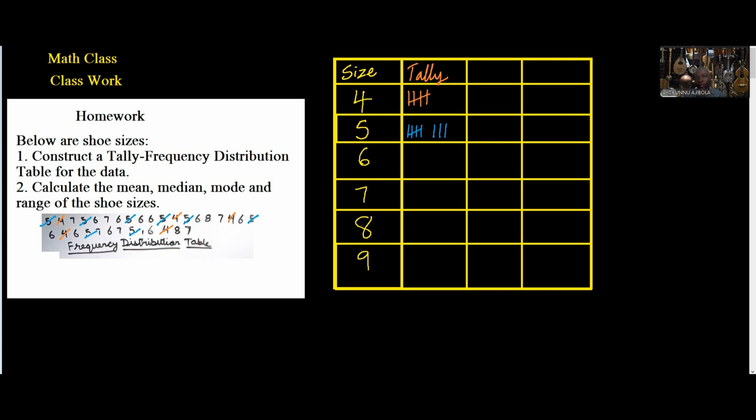Then number 6. For number 6, I have 1, 2, 3, 4, 5. Is it still existing? Yes, the 6: 1, 2, 3, 4, 5. Another 5: 1, 2, 3, 4, 5.